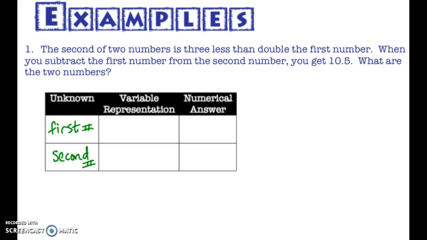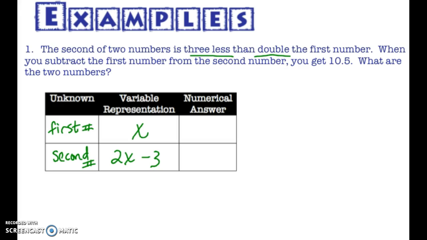Okay, and it gives me some clues. The second of two numbers is 3 less than double the first number. So since the second's being compared to the first number, it usually makes sense to call the first number x. In the second, it says 3 less than double. So using my algebra translation skills, double means 2x, and then I have to subtract 3 to do 3 less than double. Okay, so now I have that my first number is x, my second number is 2x minus 3.